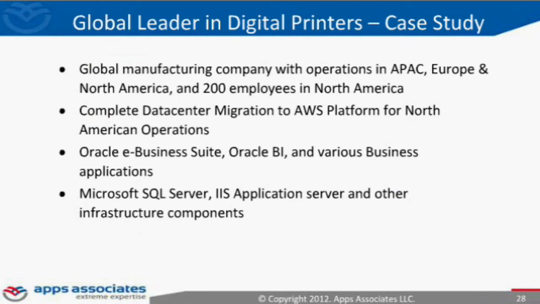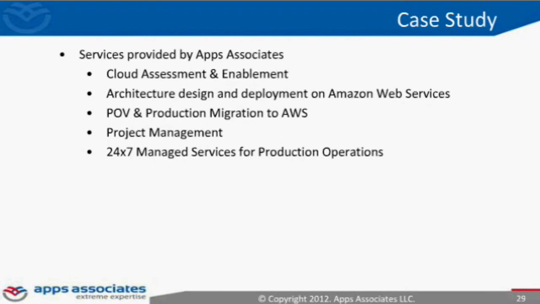As Apps Associates worked with them, we started off with a quick assessment and identifying the best suited workloads, what is ideal for deploying on a cloud platform. And the customer chose to work with the Amazon Web Services platform. We proceeded further with the proof of value to demonstrate what it would look like, what the response times will be, and how the systems will run.